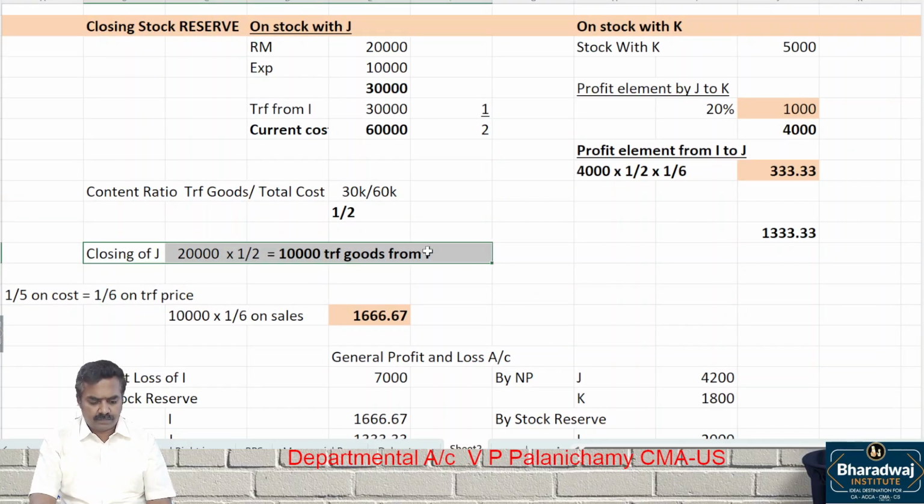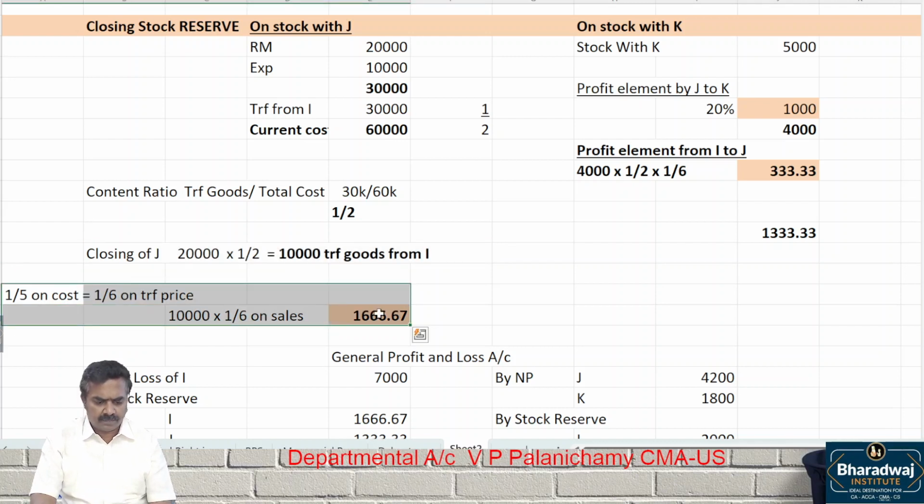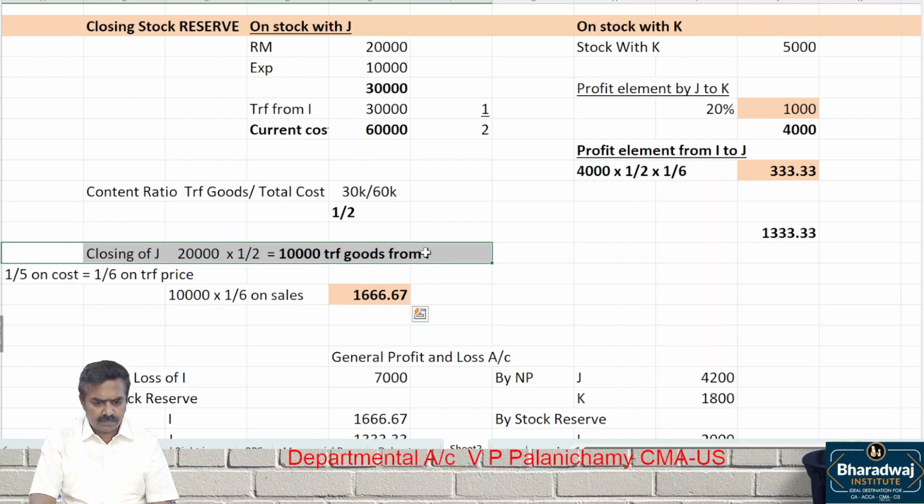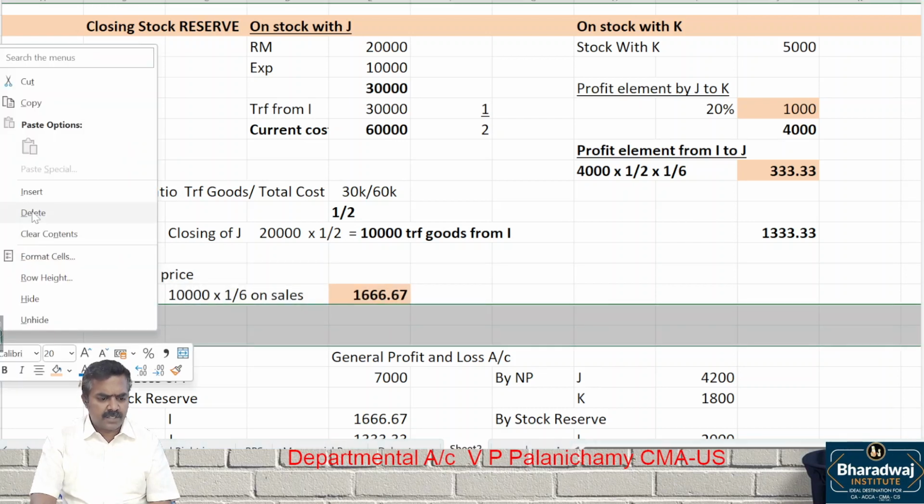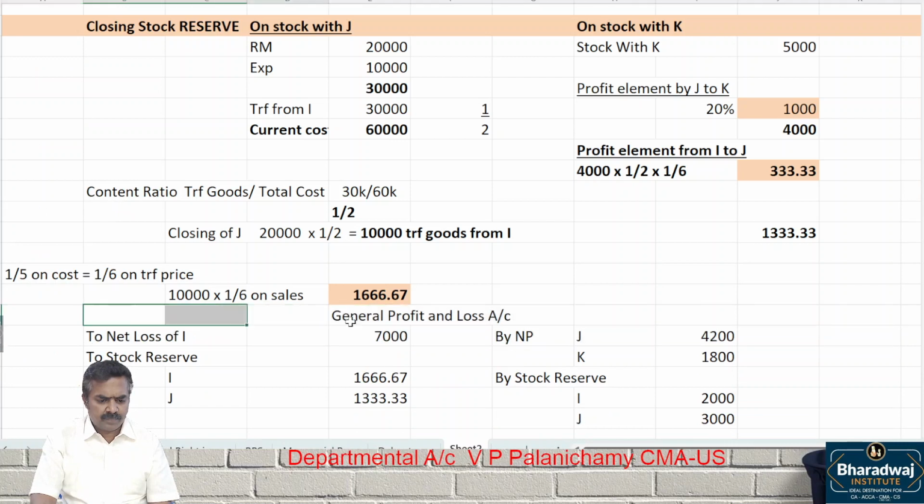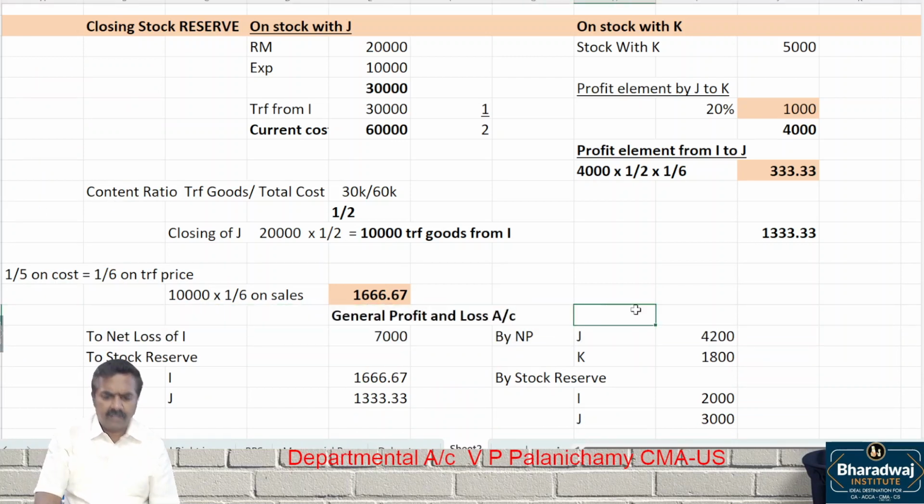When you present this in the exam, present it in the same way, or you can present it in a statement style also. Particulars, 3 columns you can maintain. Net profit, add opening stock reserve, minus closing stock reserve, like that you can do, and you can give a columnar answer also.